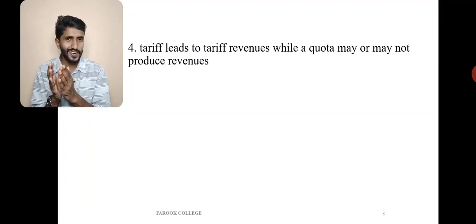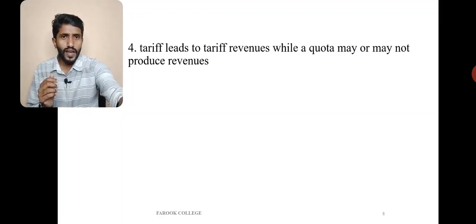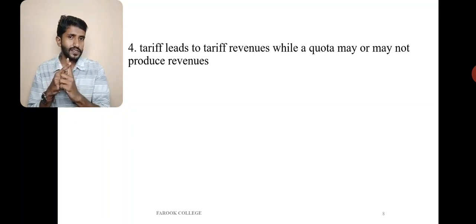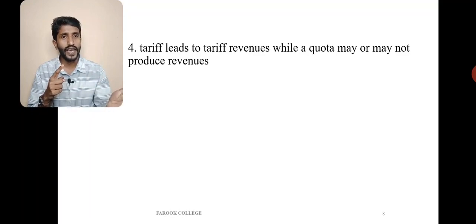So these are the differences between tariff and quotas. This is the first non-tariff barrier, quota, which is very important and a very commonly used trade restriction. We will be discussing other non-tariff barriers in the next video.